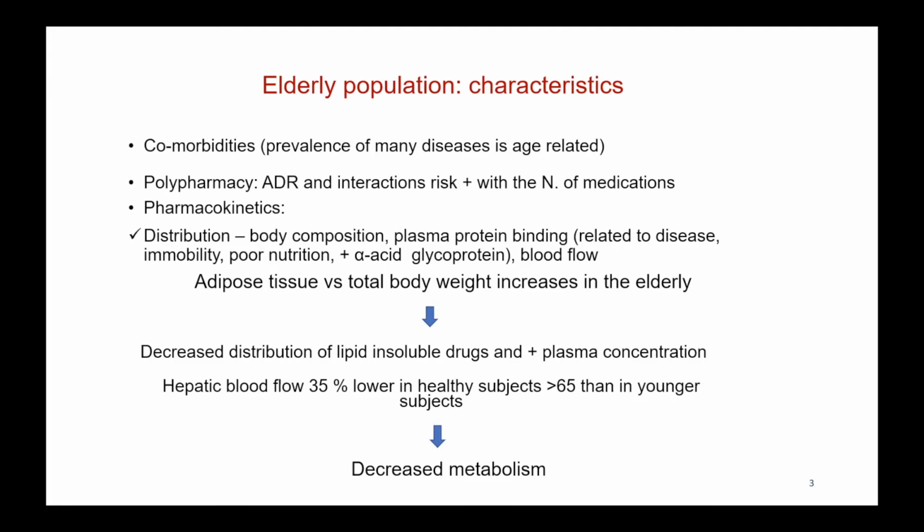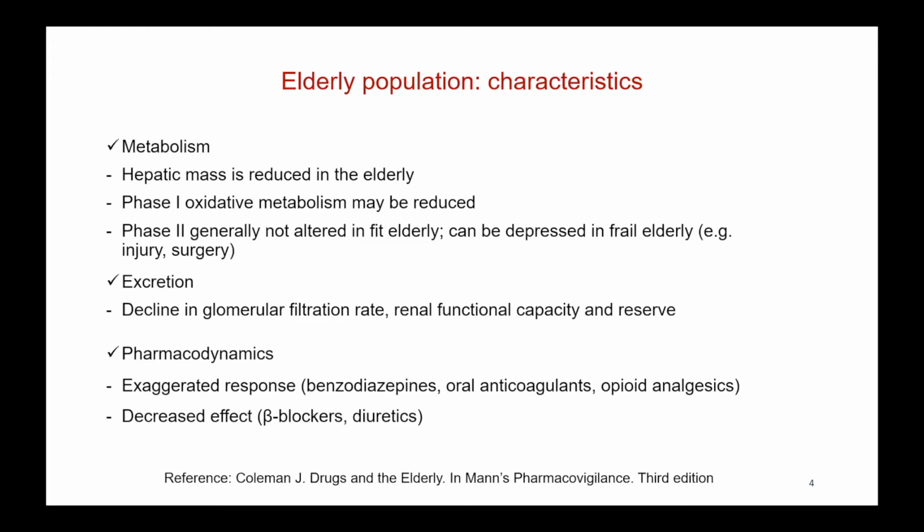Another example of why pharmacokinetics is not the same is that the hepatic blood flow is around 35% lower in the elderly patients. Therefore, there can be decreased metabolism, but also the hepatic mass is reduced in the elderly, and also some metabolic pathways might be altered. However, the most important aspect regards the glomerular filtration rate that tends to be reduced in all of the elderly. And then also the pharmacodynamics is not the same. The elderly can have an exaggerated response to some drugs and a decreased effect to some others.